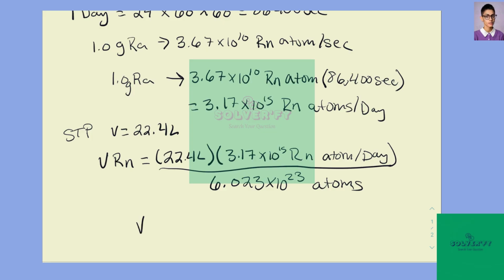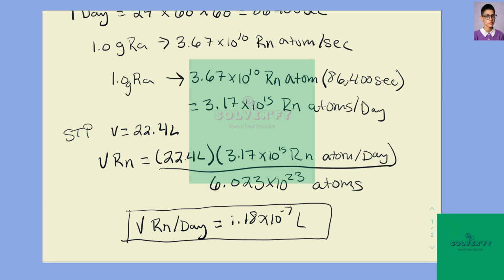So when we calculate this out, the volume of radon per day is going to equal 1.18 times 10 to the negative 7 liters. And that is the volume of radon that's produced by 1 gram of radium per day.